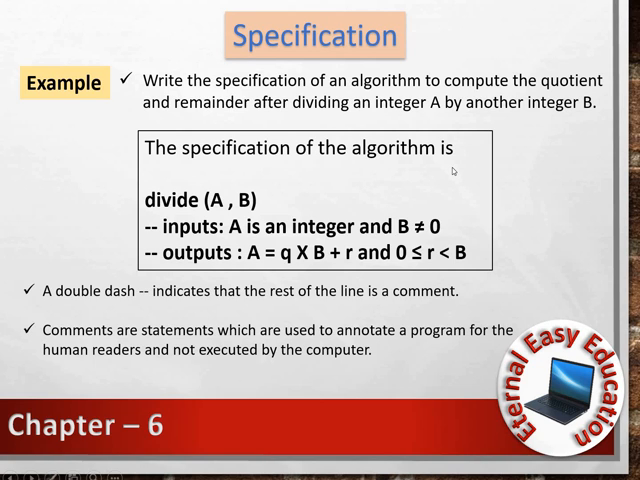So the specification of the algorithm is only the 3 lines. This is the name of the algorithm: Divide(A, B), the name of the algorithm with the inputs A and B.